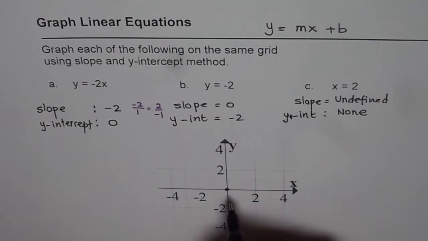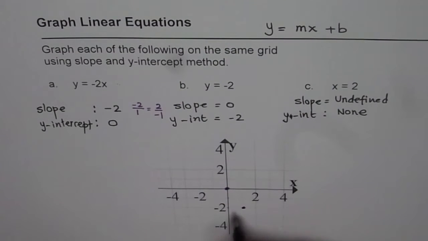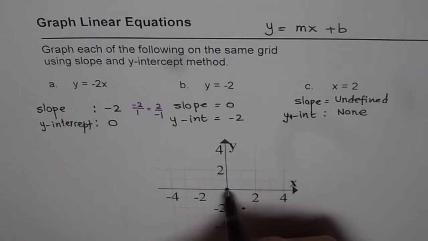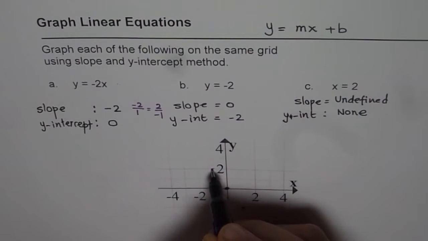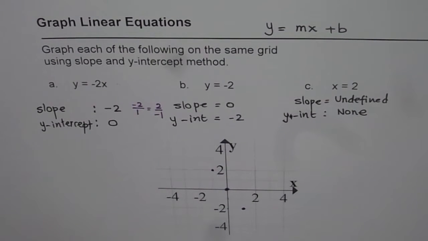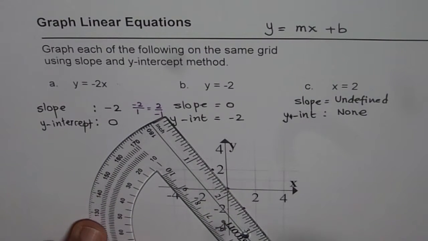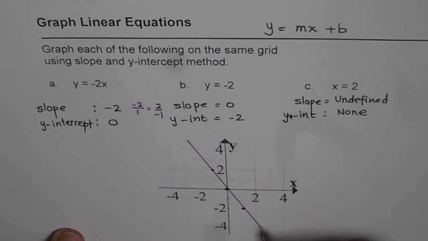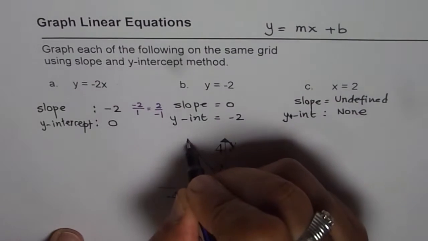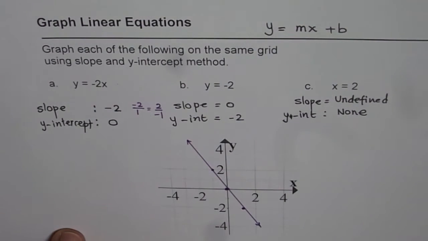So minus 2 over 1 means a rise of minus 2, going down by 2, 1, 2, and 1 unit to the right. So that gives you a point here. And if you use 2 divided by minus 1, in this case the rise is 2, 1, 2, and left 1. So that gives you the line y equals minus 2x, correct? So I'm just drawing a line here, joining these 3 points, with arrows at the end. So we get our first line, which is y equals minus 2x.